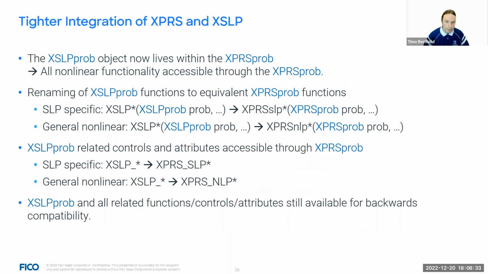Last slide for API. In the process of making Xpress global happen, we also got a tighter integration of the optimizer and XSLP. Again, a couple of functions have been renamed, and XSLP specific controls and attributes can be requested through the corresponding Xpress functions now. This is mainly for people starting new projects with Xpress, so that they have one unified API. For existing users, we still maintain the old XSLP API for backwards compatibility.